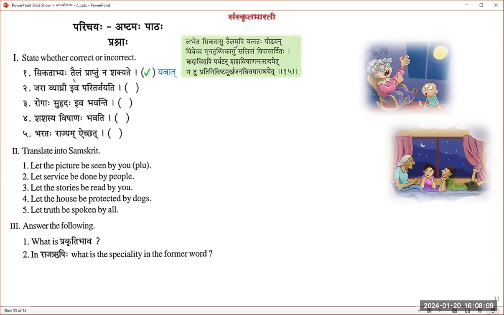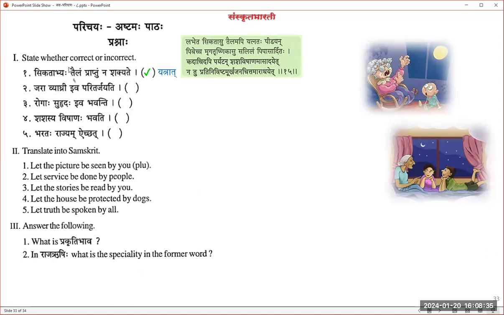So labeta sikadatu tailam api yatnatah pidayan. That is the Kavi's rhetoric. But the truth is, it is not na shakyate praptum. Not at least in India. You can't get oil from sand. You go to Arabia, you have to restate this truth to false. Okay. Jara vyagri iva paritarjayati. Correct. Also correct. Tatapi something is there, right?